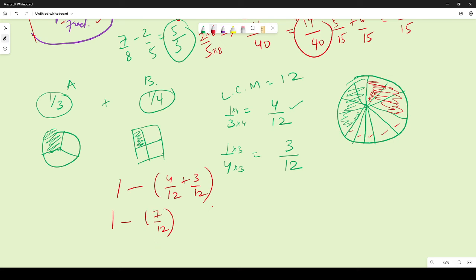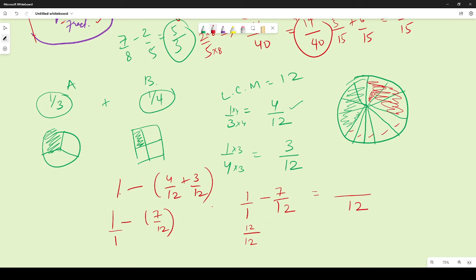So what happens next? How do we do this? This type of an operation, how do we do that? There is no fraction over here. So whenever you have a whole number, the number which is given will always be in the numerator and the denominator is 1. So you're writing this as 1 by 1 minus 7 by 12. Now this denominator is 1, this denominator is 12. So again we need to make them into like fractions, right? So what does this become? This becomes 12 by 12.